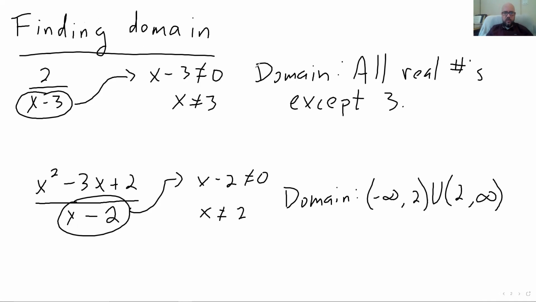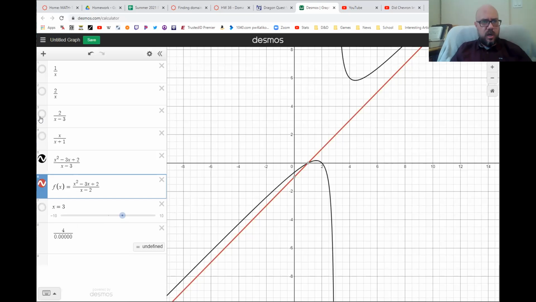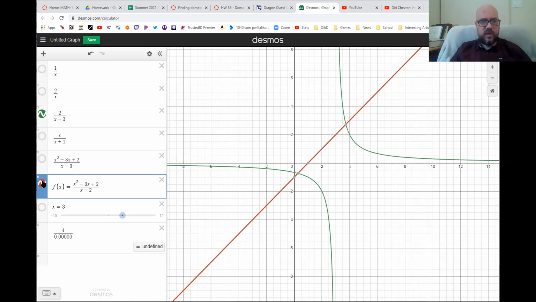So when I go back and look at Desmos, that was this guy right here. Let's turn these off for a second. You might notice that x equals 3. That's where the vertical asymptote was, right? That's the thing that it can't pass. And so, yeah, that's it. That's how you find the domain.